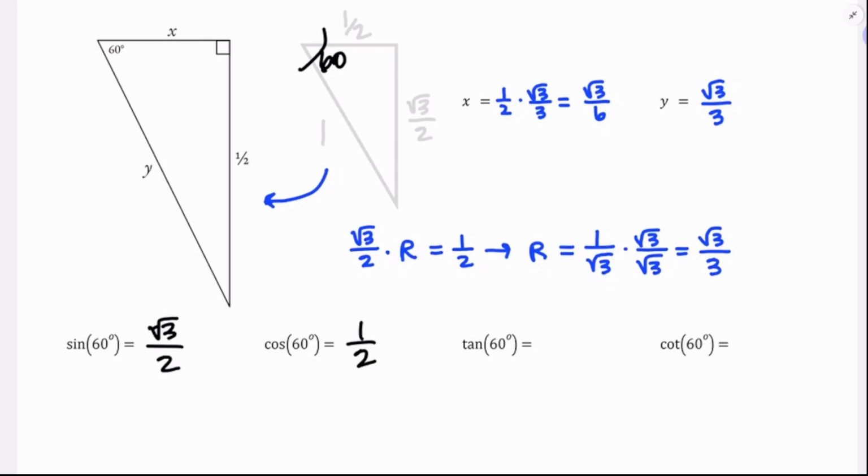And then tangent is opposite divided by adjacent. So that I'm going to have to do a little bit of work on. Root 3 over 2 divided by 1/2 is like multiplying by 2 over 1. So I get root 3 over 1. Okay, cotangent of 60 degrees is going to equal 1 over the square root of 3, which I think we've done enough times at this point. We can confidently say that's root 3 over 3.